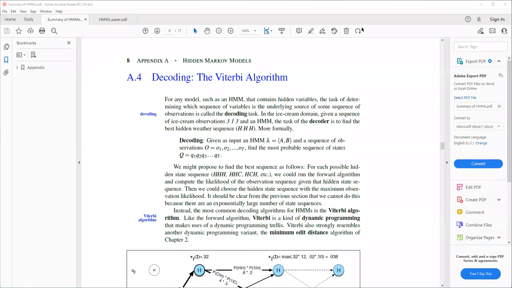Okay, so this brings us to the fifth part of this lecture. And in this one, I'm going to talk about the second problem, which is the decoding problem. And for this, we're going to use the Viterbi algorithm.